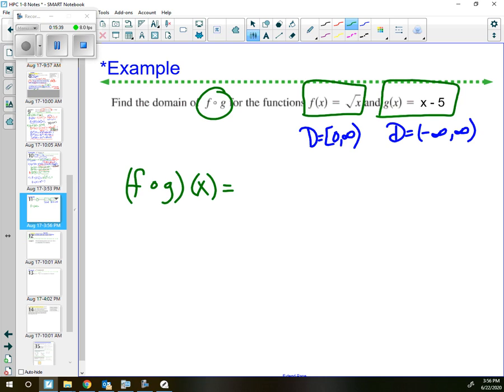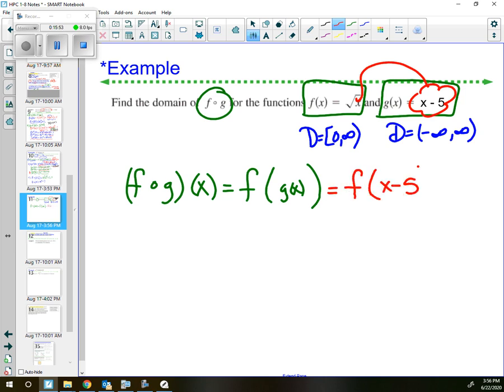So remember what f composed with g means. It means f of g of x. So that means I'm going to take the rule for g of x, and I'm going to substitute that in place of the x in the function f. So I'm going to be doing f of x minus 5. Now in this case, that's pretty easy to do. F composed with g just means it's going to be the square root then of x minus 5, which is great. I made a new square root function.